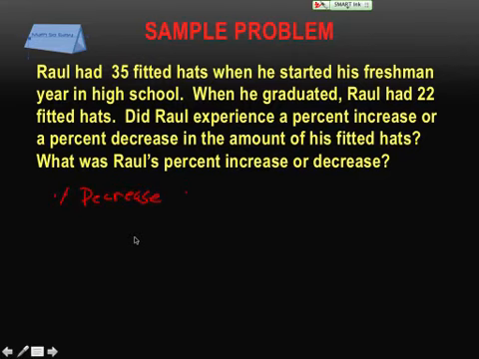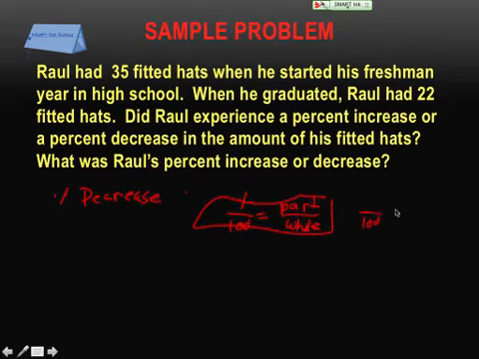Okay, so now to do that, we follow the same script. We have percent over 100 is equal to the part over the whole. So part over whole, right? And what stays the same all the time? Our 100. So let me box that right there. So now we have 100 on the bottom, and we have equals the other side of the proportion. Now, the 100% is always going to be the initial value that you started off with. He started off with 35 fitted hats. That's what he had initially. So we're going to put 35 right here.